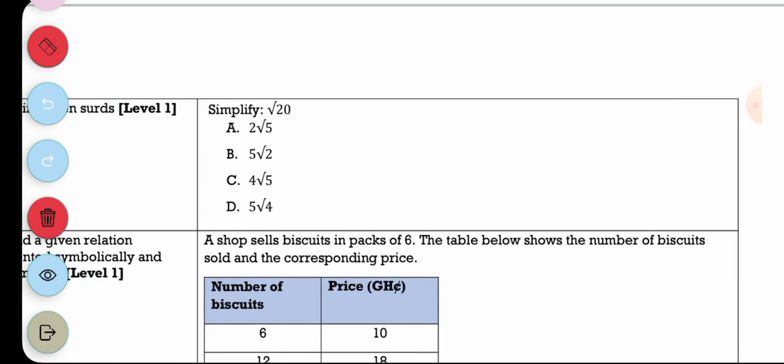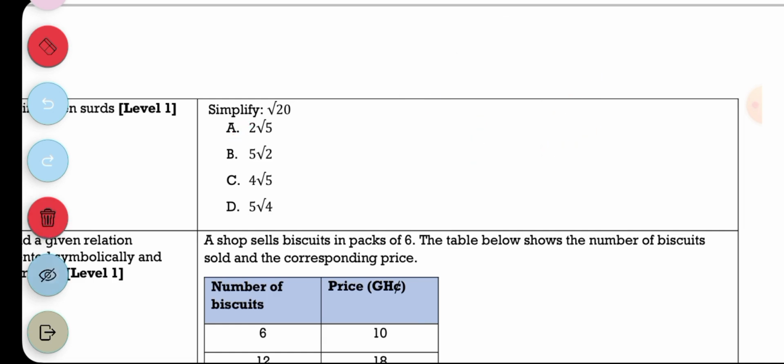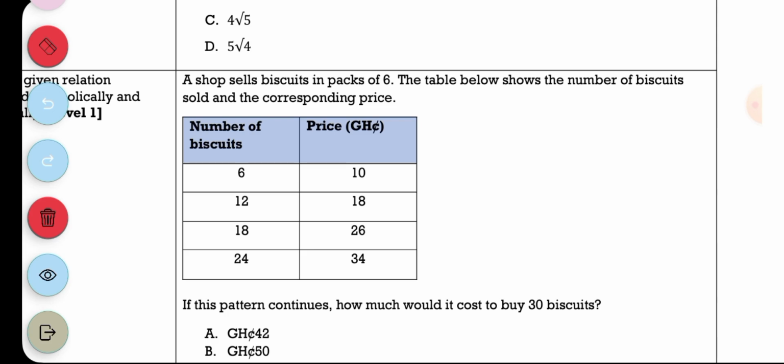The next question we are asked to simplify root 20. So root 20, you're going to end up with root of 4 times 5. This is going to give you 2 root 5. So the answer is A.